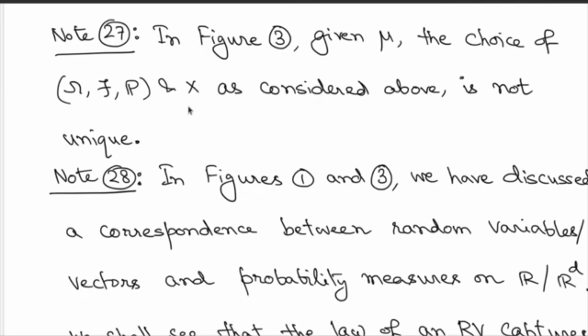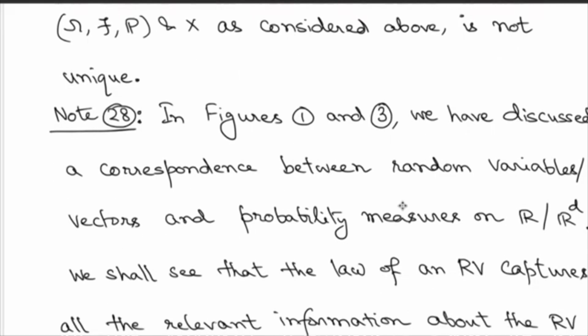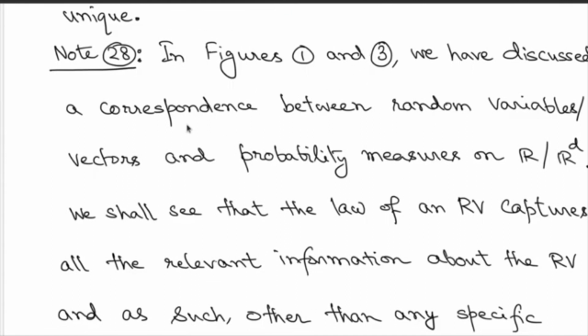Okay, so try to work this out. Great. But a priori this choice of the probability space on the domain side and the random variable is not unique. But now put everything together. So in figures 1 and 3, now we have discussed this correspondence between two collections. On one hand you have collections of random variables on probability spaces, on another hand you have probability measures, and you have now discussed a correspondence. You have functions going in both directions, so you have a correspondence.